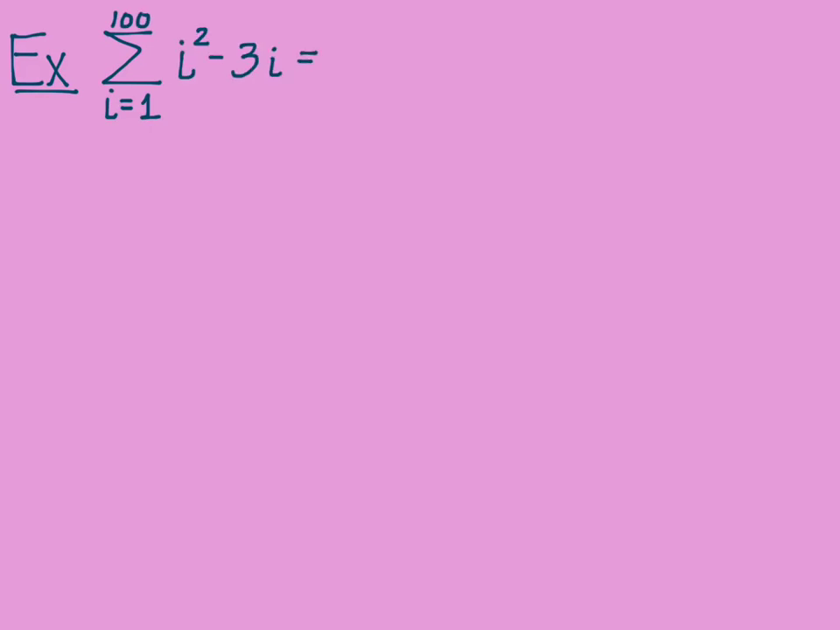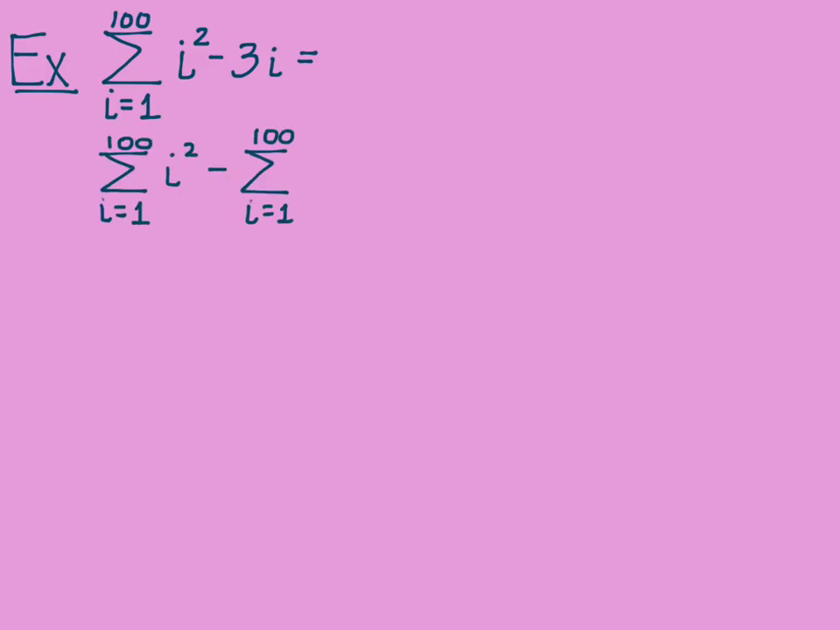So let's look at the following. Let's say I wanted you to find the sum as i goes from 1 to 100 of i squared minus 3i. You could start by letting i equal 1, and then i equal 2, and then i equal 3, and you'd have to keep going all the way until i equaled 100. Notice that plugging this in and adding this up would take a really long time. Instead, what we can do is use the shortcuts.